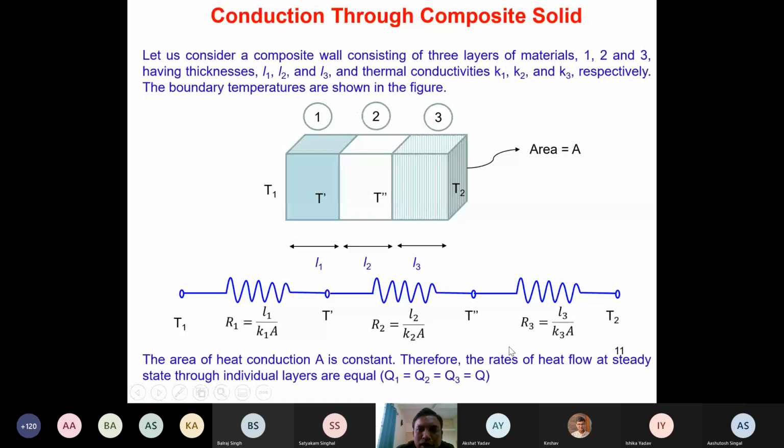So here you can see in this particular example, in this composite solid system of 3 layers, at steady state, the heat transfer through each of these layers Q1, Q2 and Q3 is going to be the same as Q because the area of the cross section is constant. At steady state the same heat should be transferred from one layer to another and from the second layer to the third layer because all these 3 layers are in series.